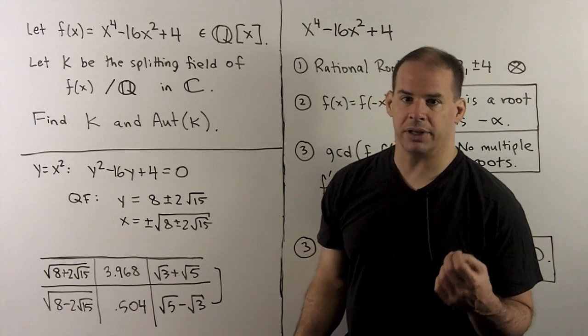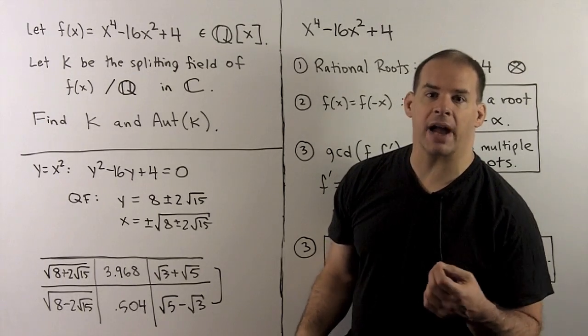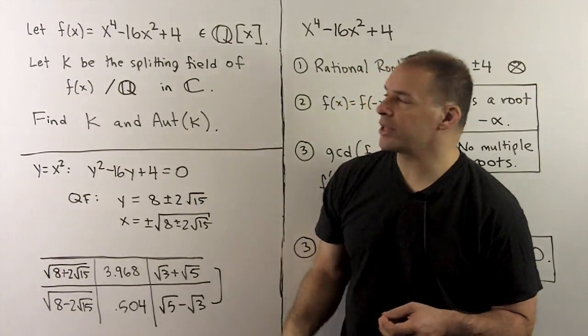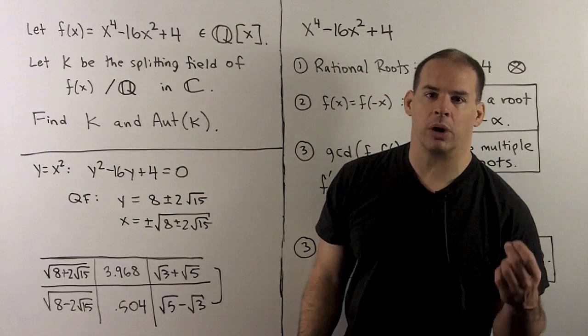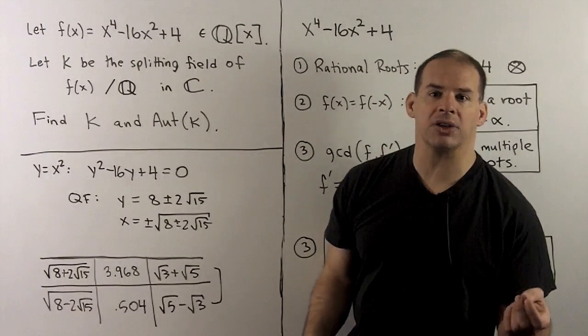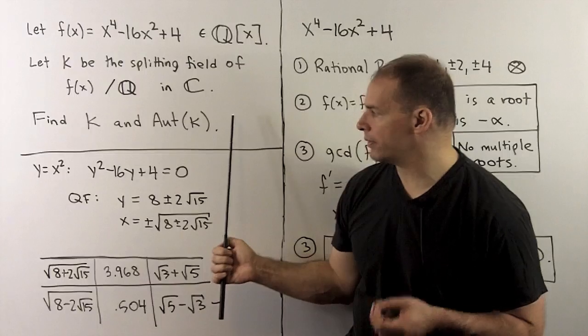Here's another splitting field example. This will give us another chance to run through our checklist of factoring techniques. The problem: let f of x be equal to x to the fourth minus 16x squared plus 4. Let K be the splitting field of f of x over the rationals inside the complex numbers. I want to find K and the automorphism group of K.